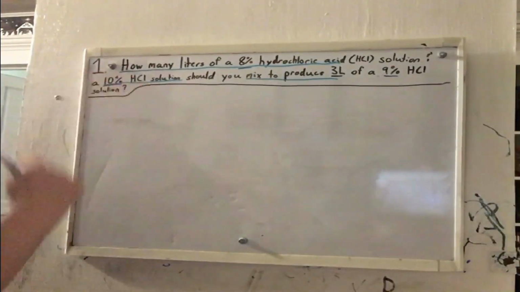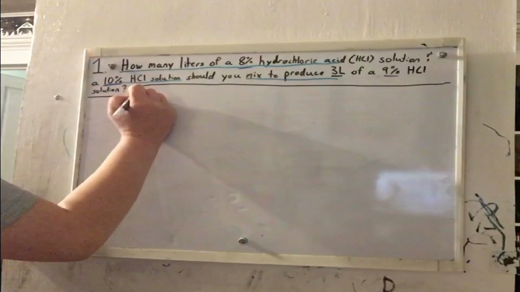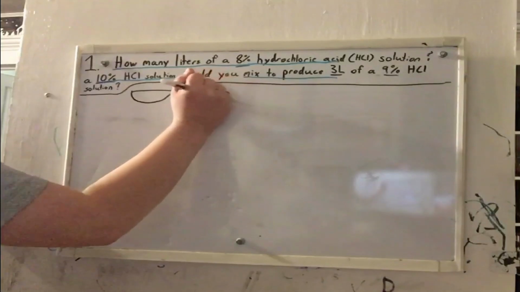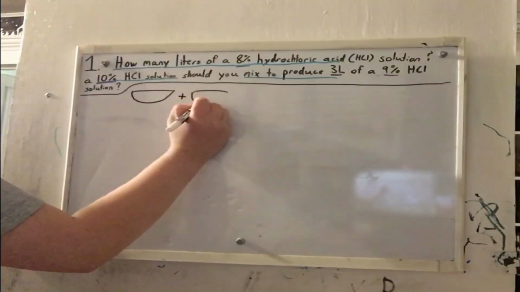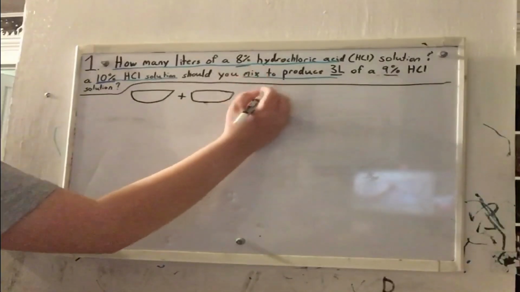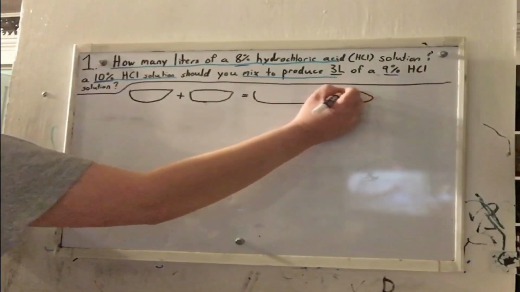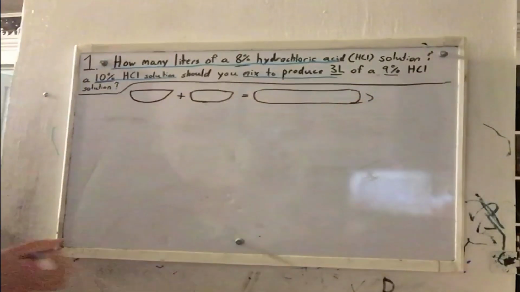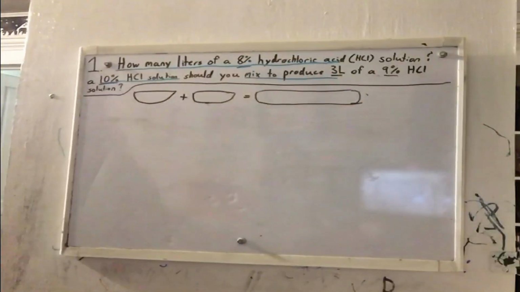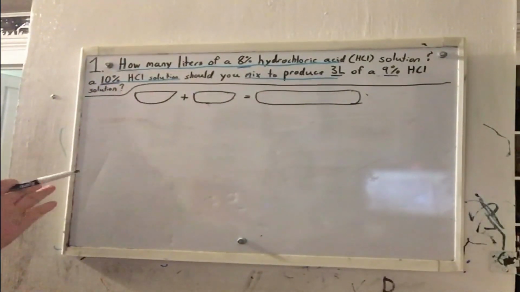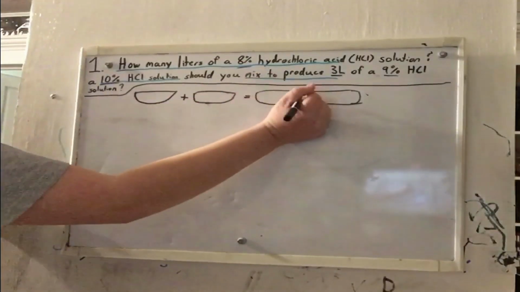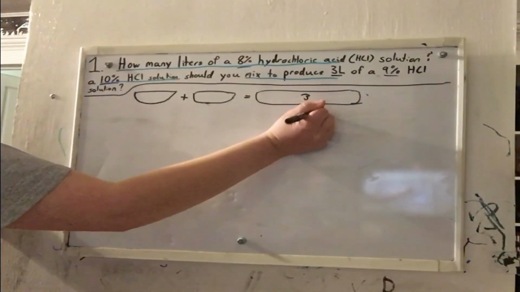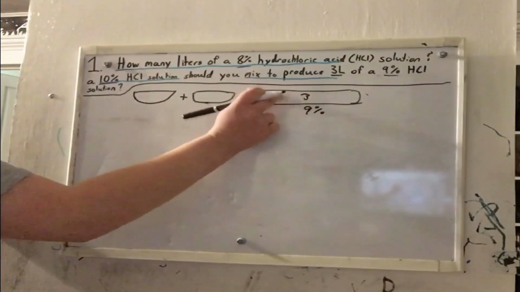I would like you now to pull out your piece of paper and draw a small bowl plus another small bowl, and have it equal one big bowl. That's less of a bowl and more of a ball, but you get the idea. Okay, and now we're going to take our information from the problem and fill this out. We know our final amount is 3 liters, and it is going to be a 9% concentration. So we're going to put our rates down here and our amounts inside the bowl.